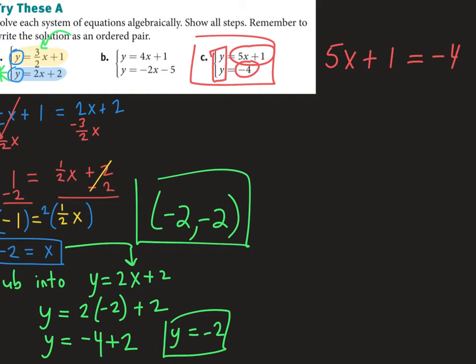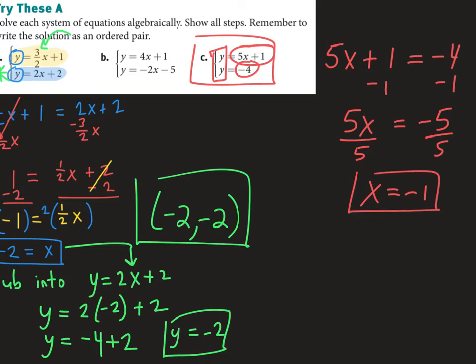And this one's kind of nice, right? Look at this. We don't even have to worry too much about having variables on both sides. We can just solve for x right away. So I'll subtract 1 from both sides. 5x ends up equaling -5. And then, of course, we can divide both sides by 5. And x equals -1. Okay, so x is -1.